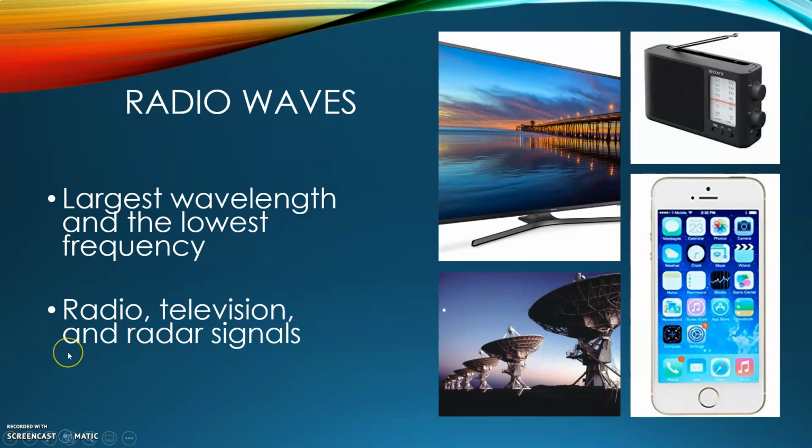All right, so now I'm going to go through each one really quick and just give you a brief overview. The first one we looked at was radio waves. Very big wavelengths, very small frequencies. So largest wavelength, lowest frequency. We use these quite often for, as you might guess, radio, television, and radar signals.